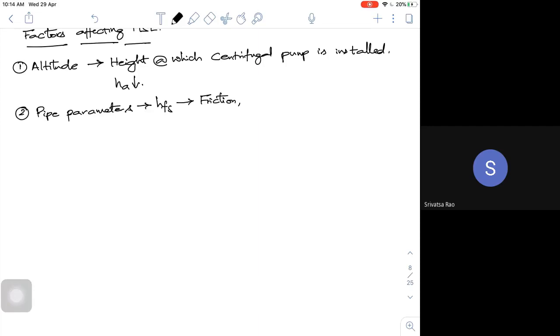For a smooth pipe, this friction coefficient will be very low. So F is equal to some number like 0.001. And as the pipe becomes older and older, this F value may become 0.01 or 0.02 like that. So the friction will increase if I go for a rough pipe, and friction will be lower for a smooth pipe. Okay. Next, length of the pipe.